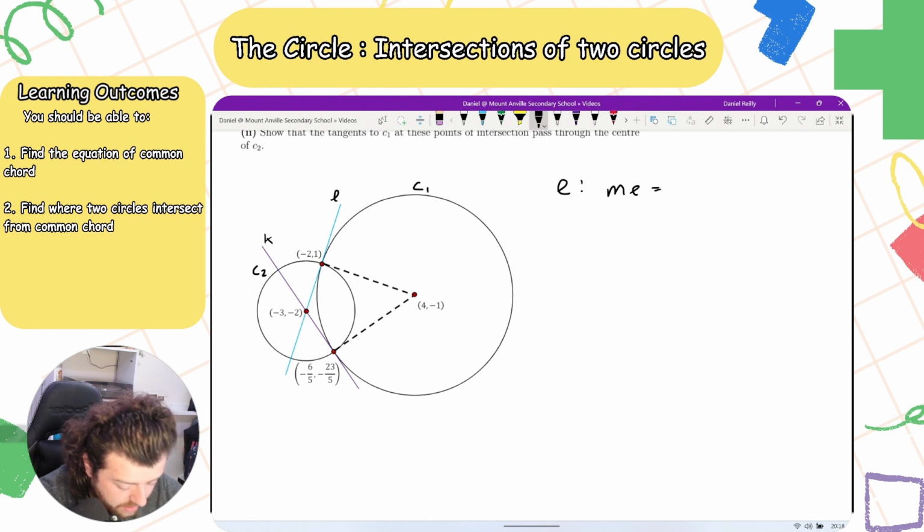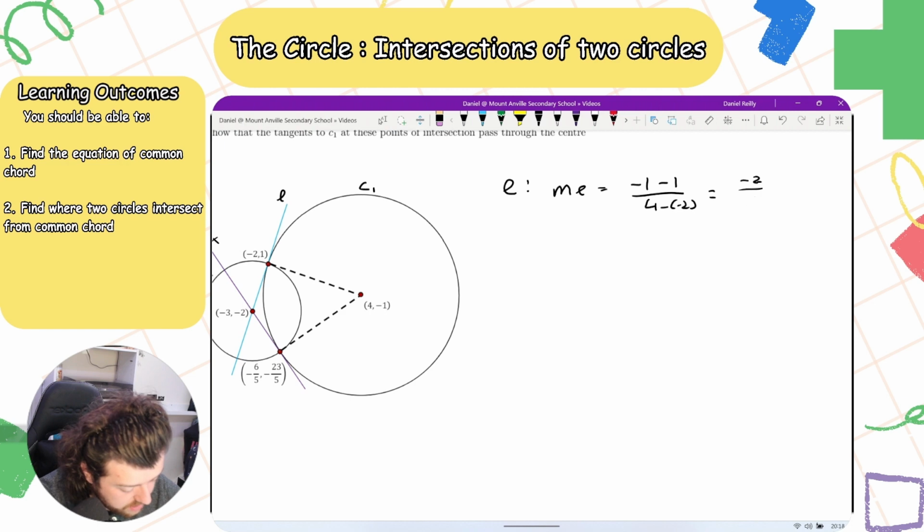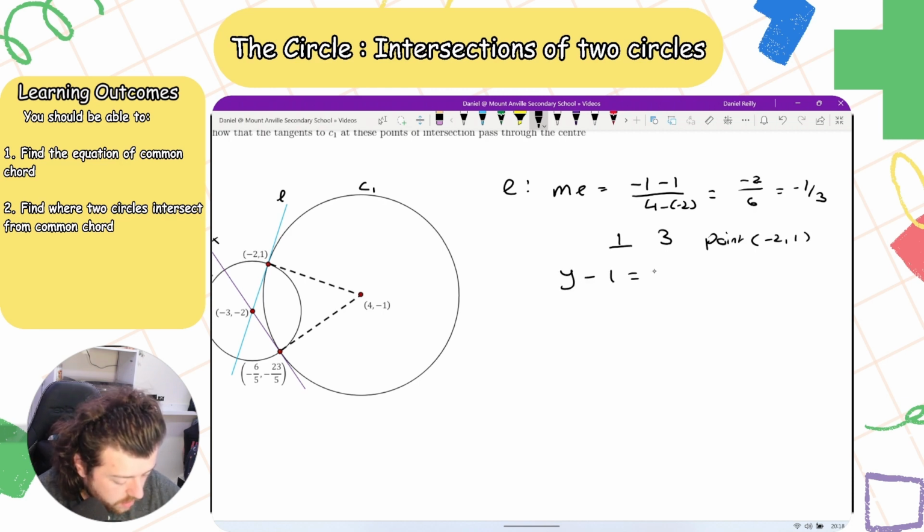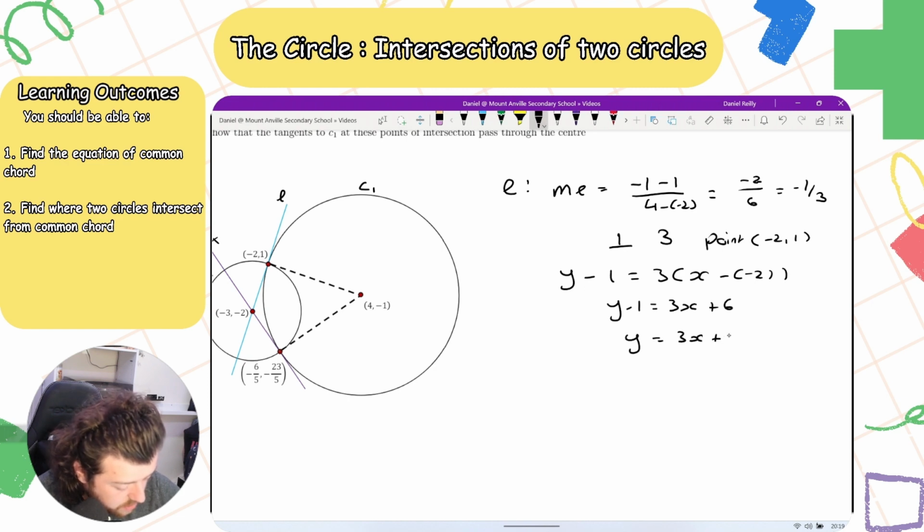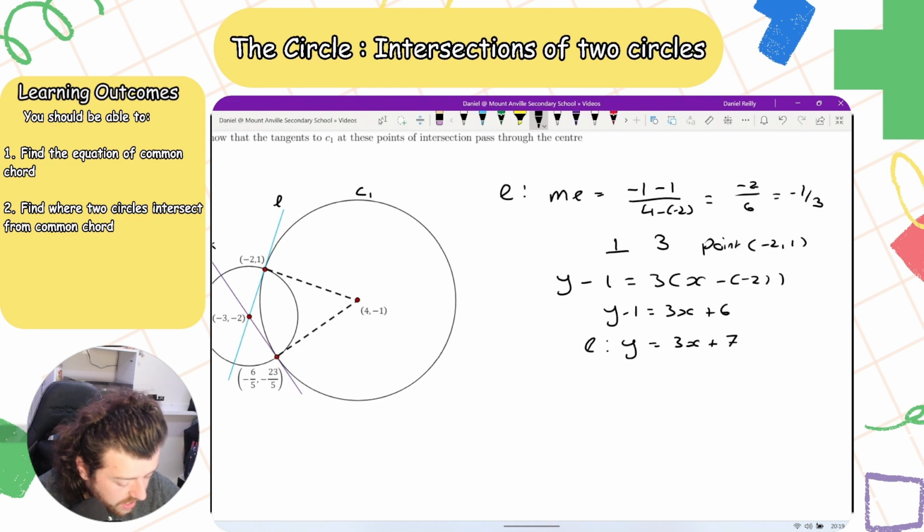So m_L is going to be equal to y2 minus y1 all over x2 minus x1. So it'd be minus 1 minus 1 all over 4 minus negative 2, which is equal to minus 2 all over 6, which is equal to minus 1 third. So the slope then is going to be positive 3. And then my point is minus 2, 1. So y minus 1 equals 3 times x minus negative 2. y minus 1 is equal to 3x plus 6. y is equal to 3x plus 7. Right, so that is the equation of line L, the blue line here.